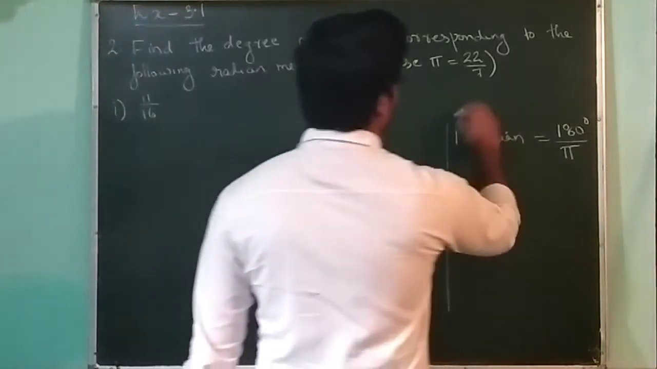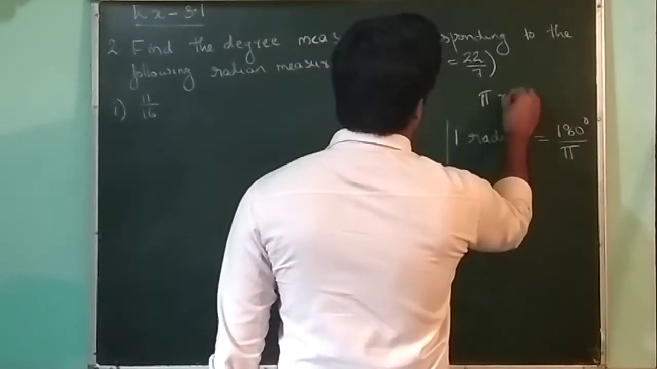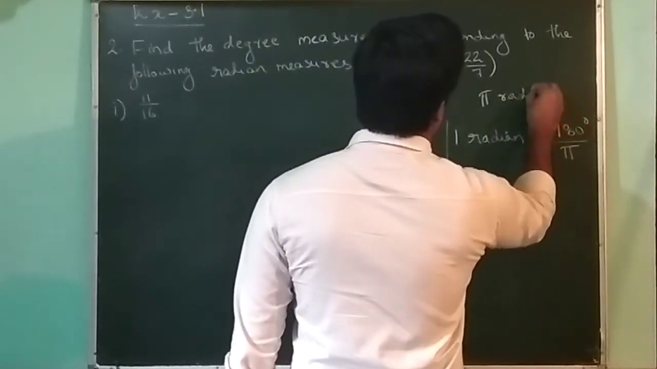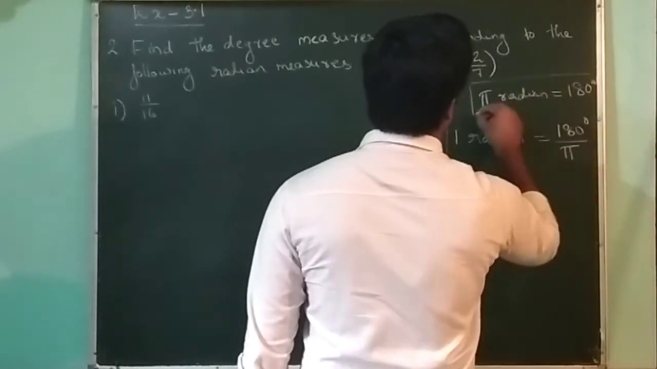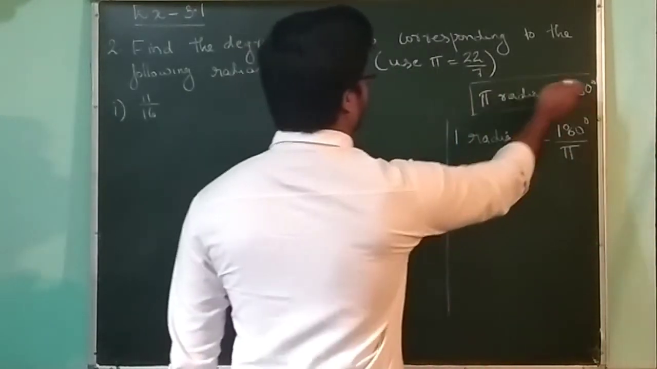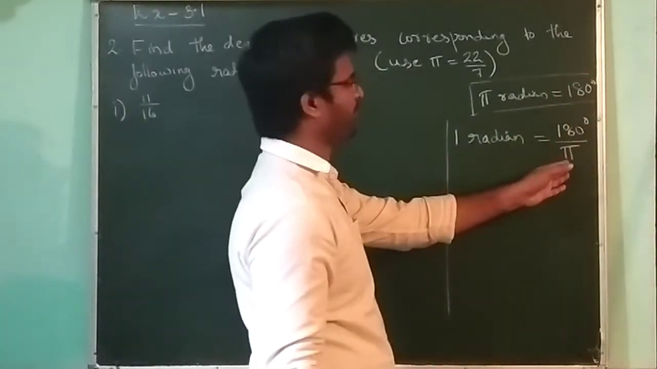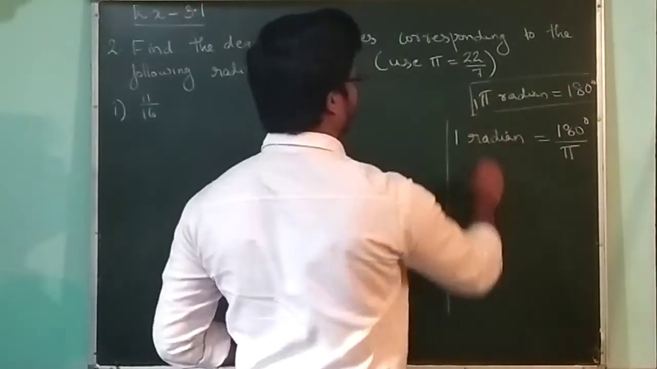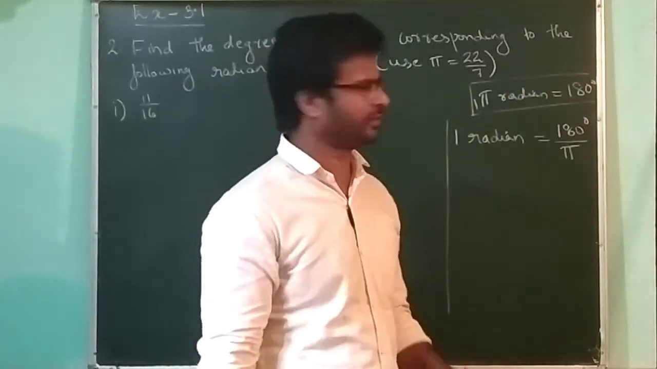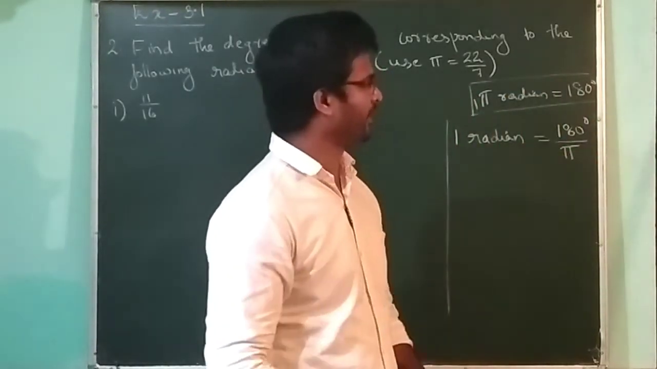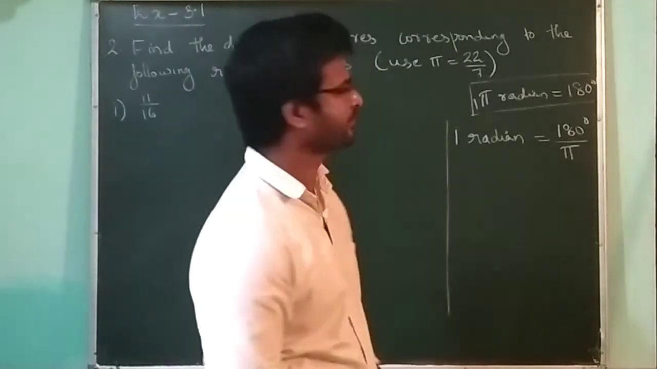The common formula is this: pi radian equal to 180 degrees. This is the common formula. Then this pi we bring to the right side. That will be 180 divided by pi. What is remaining? Remaining 1 only, isn't it? So 1 radian we can write as 180 divided by pi.